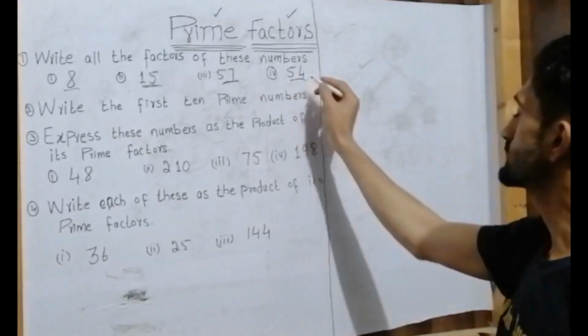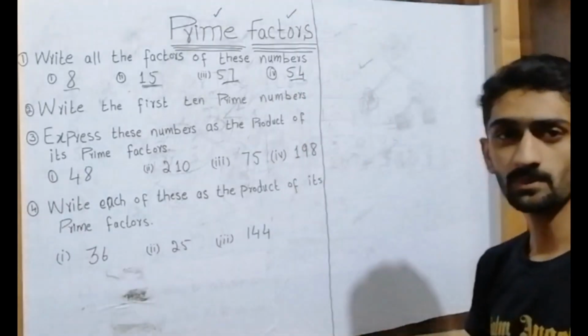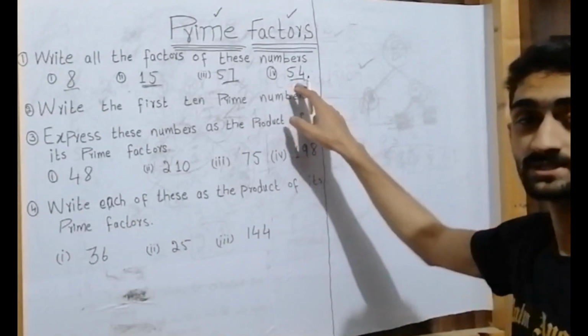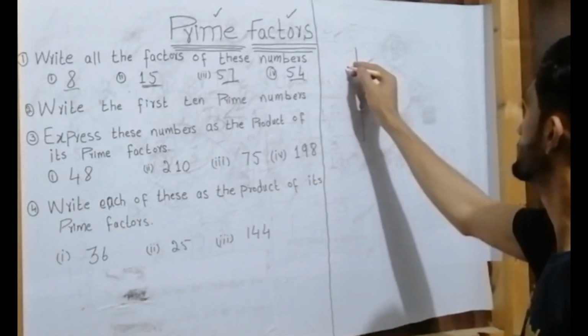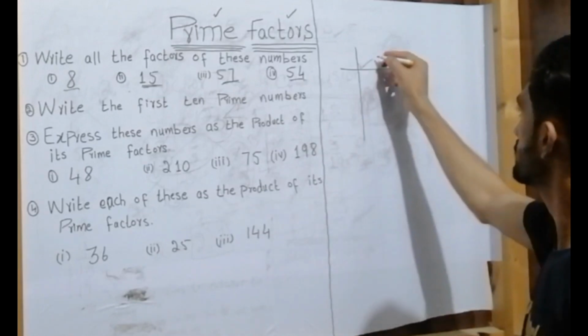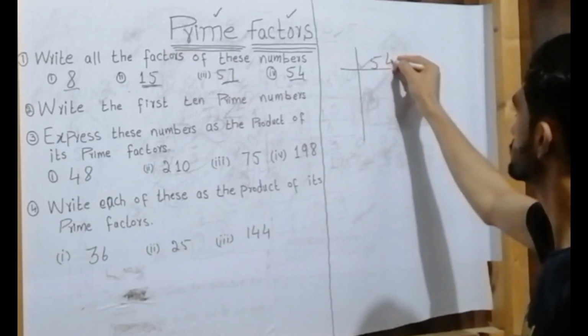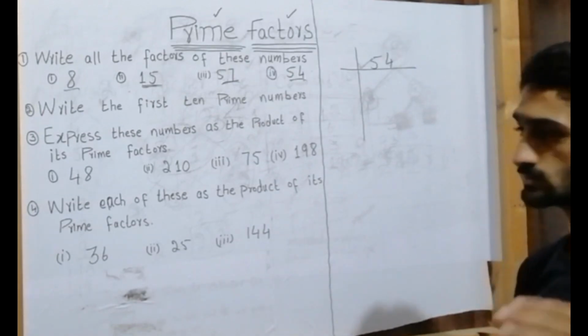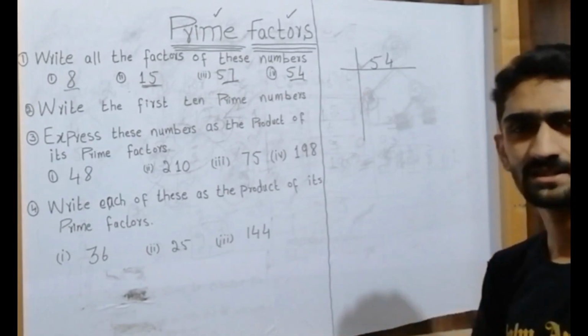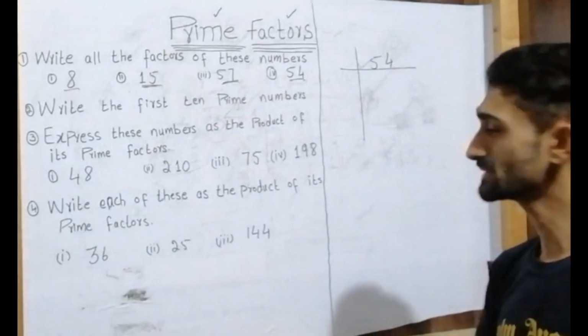Now the next number is 54. I will perform the factorization of this number through the division method so that you get familiar with that method as well. So I will write 54 here inside, and now I'm going to find the smallest prime number that divides it.